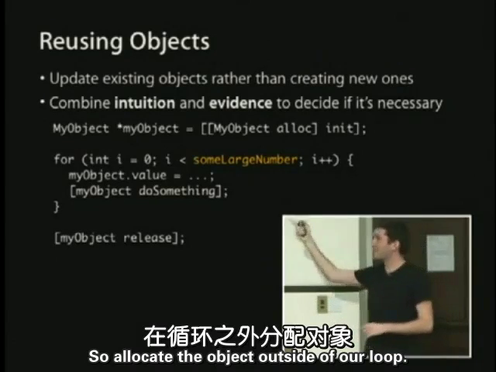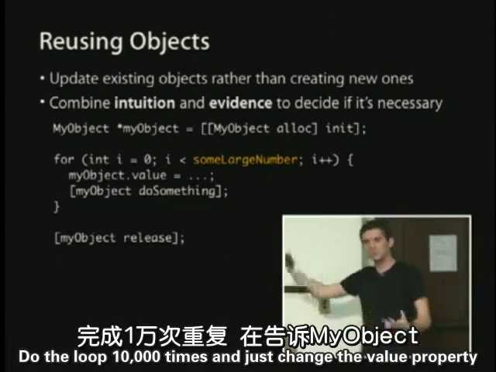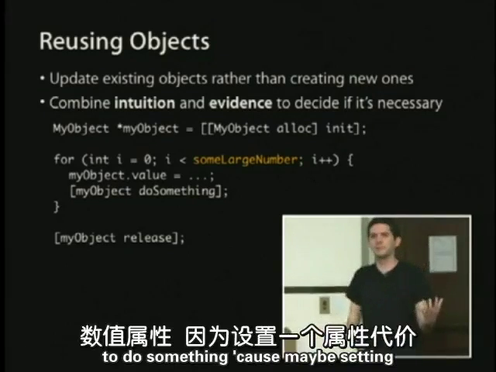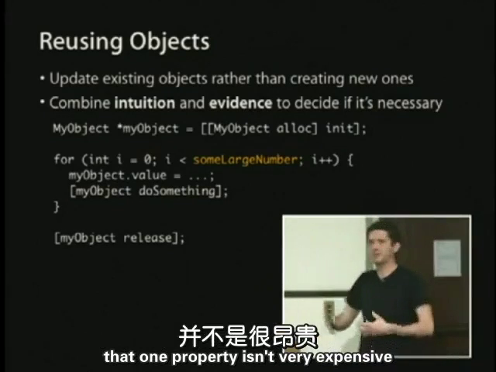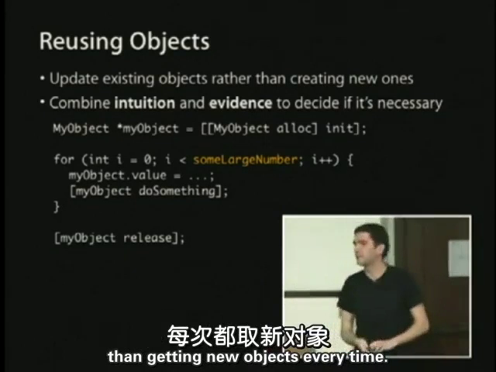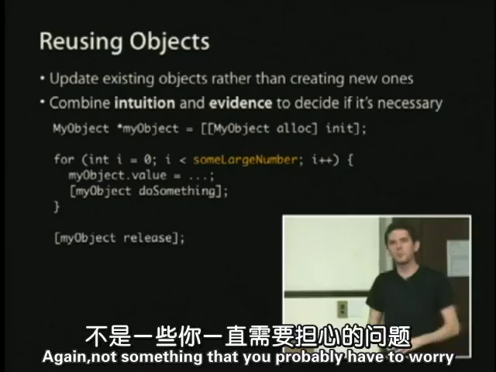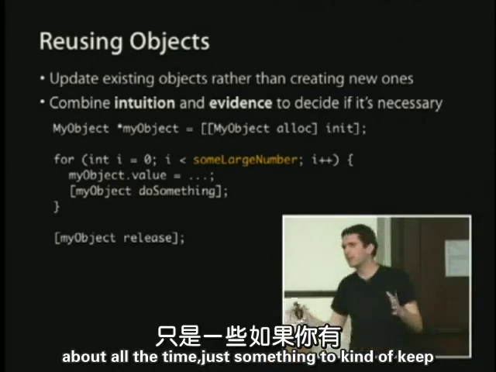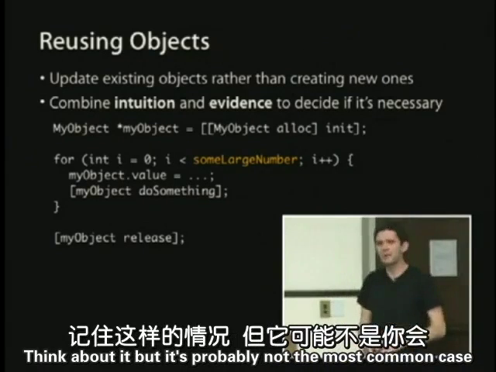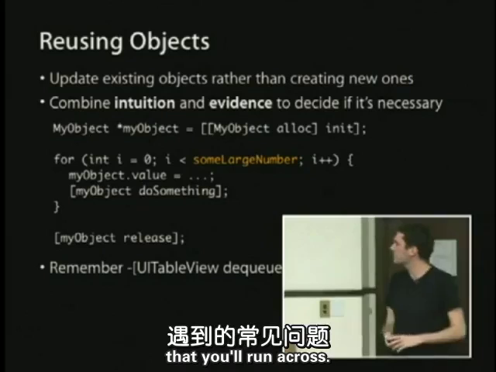So allocate the object outside of our loop, do the loop 10,000 times, and just change the value property on my object before telling it to do something. Because maybe setting that one property isn't very expensive, and you can just change that rather than getting new objects every time. Again, not something that you probably have to worry about all the time, just something to keep in mind if you find you're having some performance issues. Think about it, but it's probably not the most common case that you'll run across.